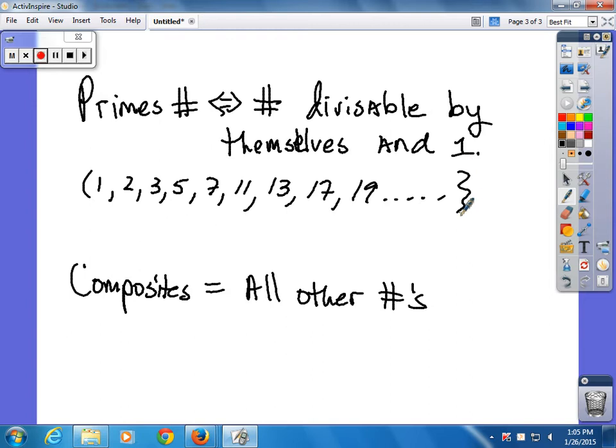In other words, you can't say all the odd numbers, because 2 is not odd. You can't say even numbers because the rest of them are pretty much not even. So you can't just say one type of number. The composites are all those that are left: 4, 6, 8. Just do your multiplication tables. 9, 10, 12, and so on.